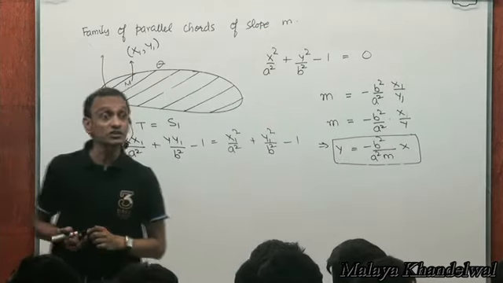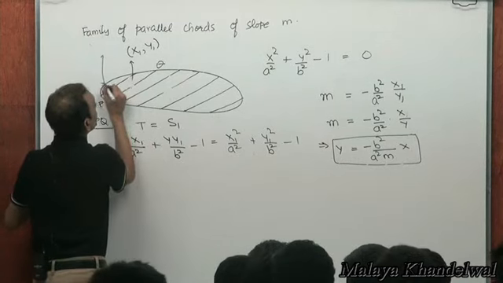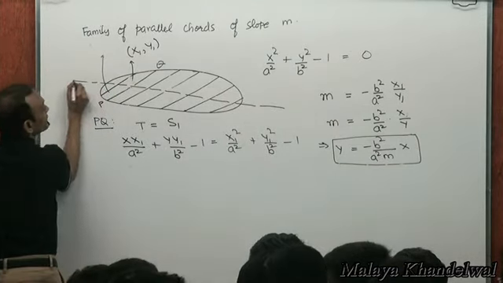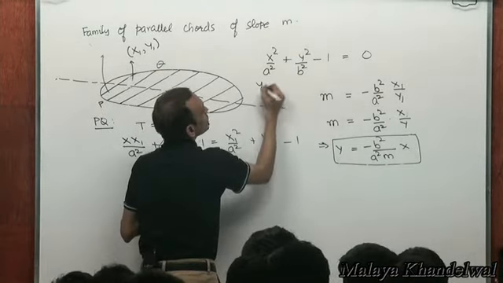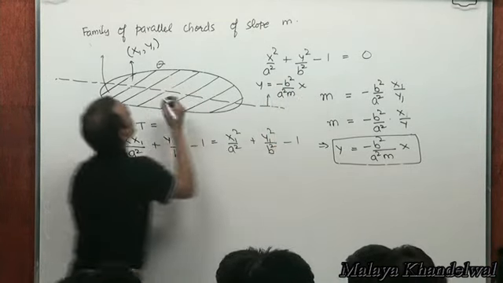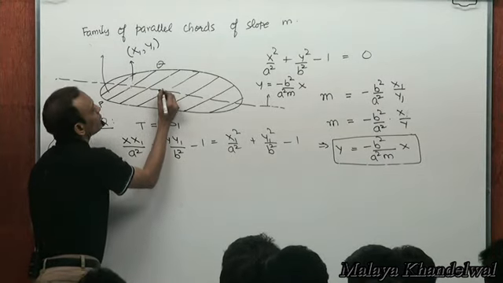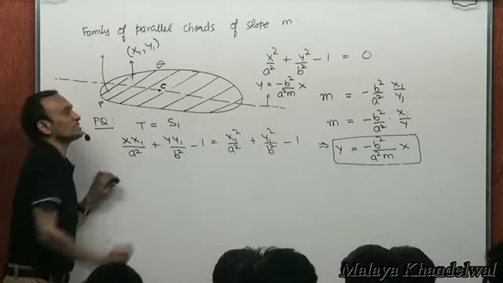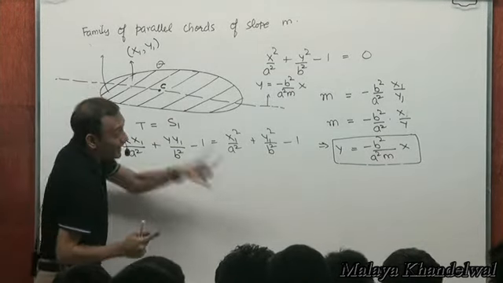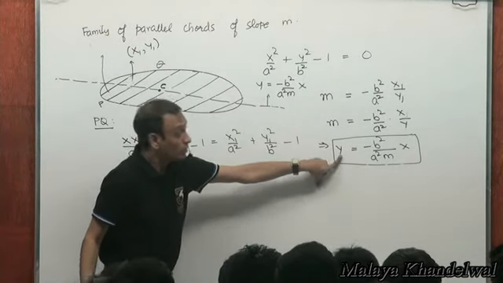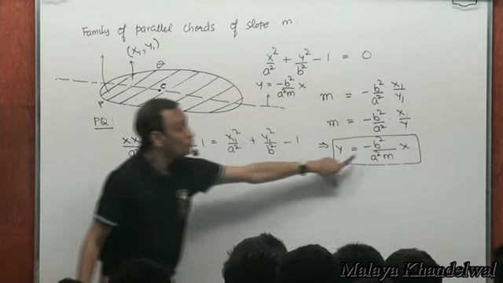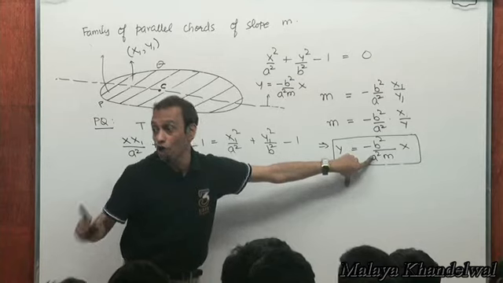Y equal to minus b squared by a squared m into x. And what kind of a diameter is it? This is a diameter. This is the diameter whose equation is y equal to minus b squared by a squared m into x, which clearly passes through the center (0, 0) of the conic, right? And this diameter bisects all chords of slope m. Yes or no?